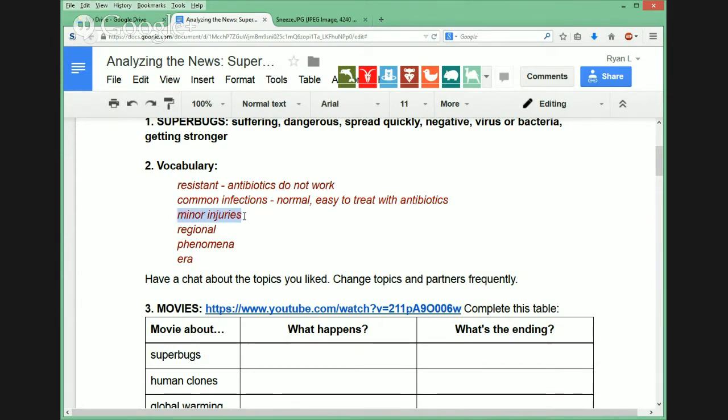The next one here is minor injuries. So, Asma, what are we talking about when we use this term, minor injuries? Not dangerous, maybe? Okay, not serious or dangerous. Good. You can recover quickly. Excellent. And so if we had some kind of an accident, maybe they would say, oh, you just have some minor injuries, so it's not life-threatening.